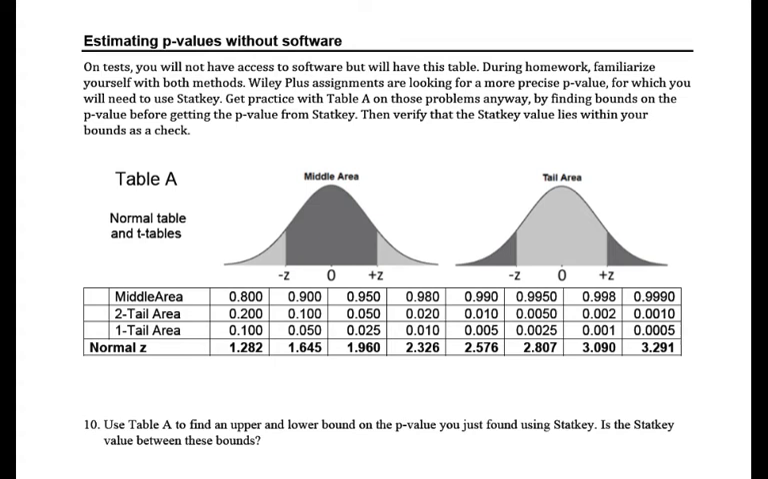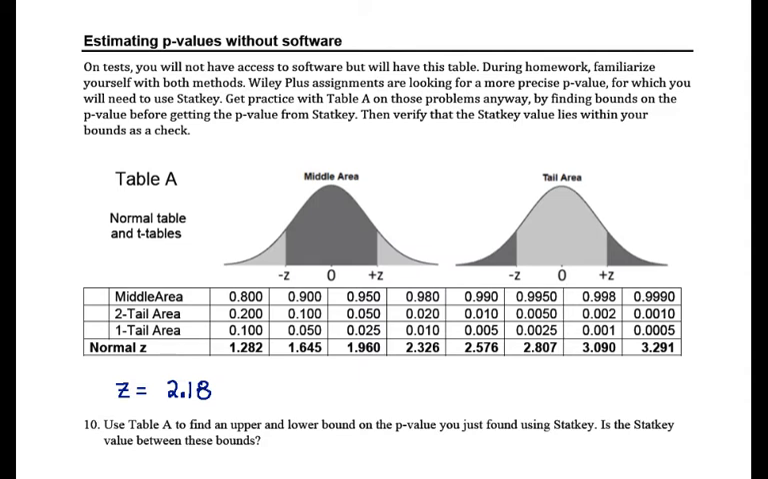So using StatKey to find p-values is great, but of course we want to understand what we're going to be expected to do in testing situations and such where we don't have software readily available to us. And for that we have this small table here which doesn't allow for nearly as precise an estimate of a p-value, but it generally does give us enough information to work with for the sake of a conclusion. So the z statistic that we just found in the previous example was 2.18.